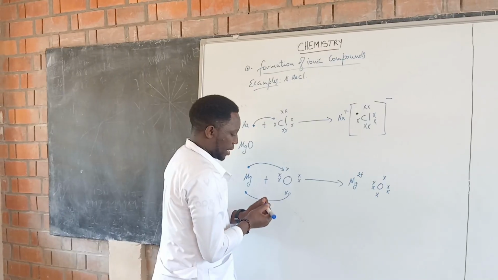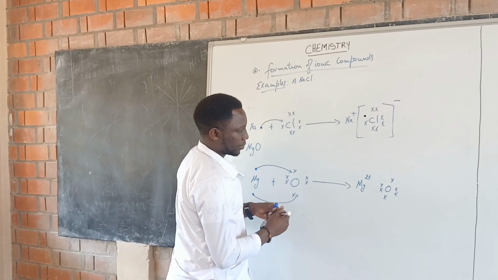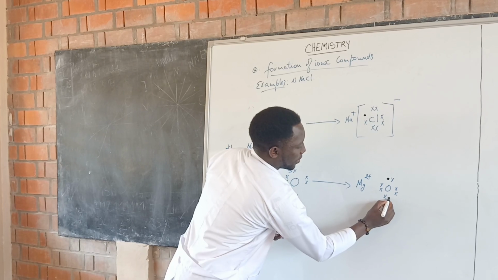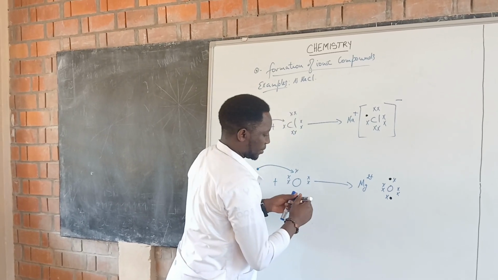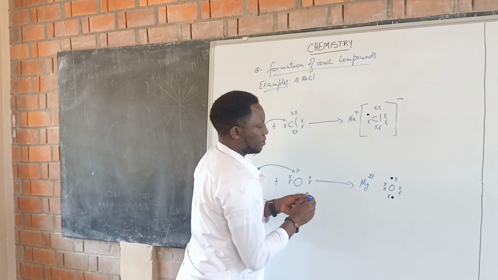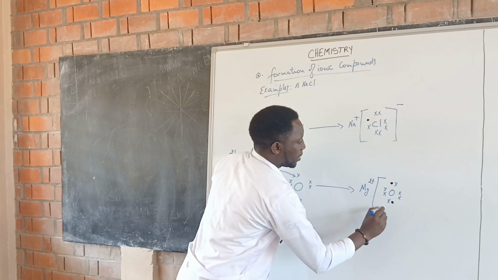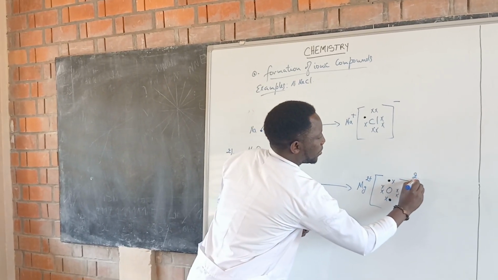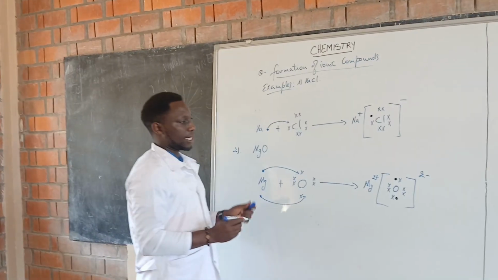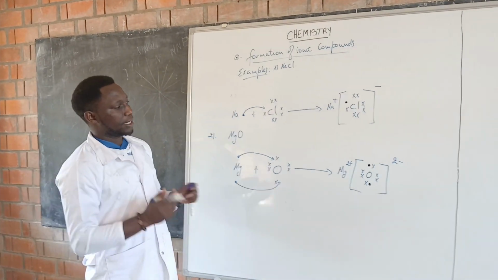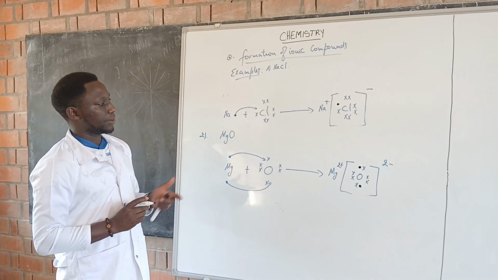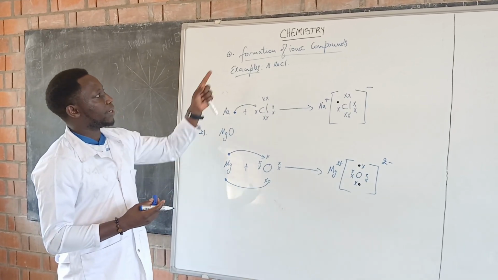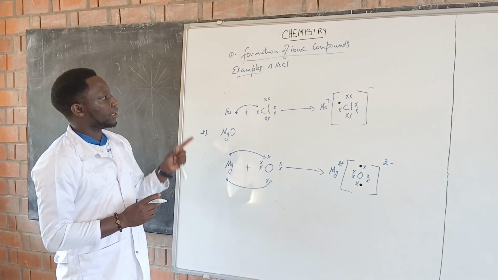And then remember, it receives 2. It receives 1 electron on this side, and it receives another one here. That's why this becomes an anion. And remember, it receives or gains 2 electrons. That's why it becomes negatively charged. This is another example of formation of an ionic compound.